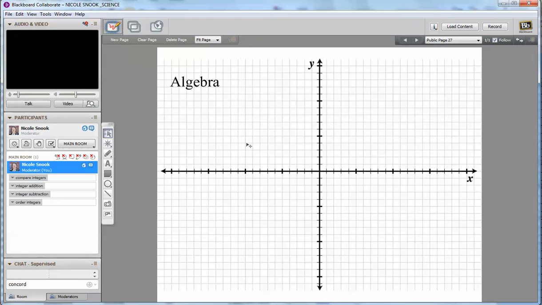I highly recommend using something like this on a day of remediation, or when you're focusing on a specific topic. For example, after reviewing a test and you notice that all the students missed a particular problem. So I hope that helps you with your algebra class.